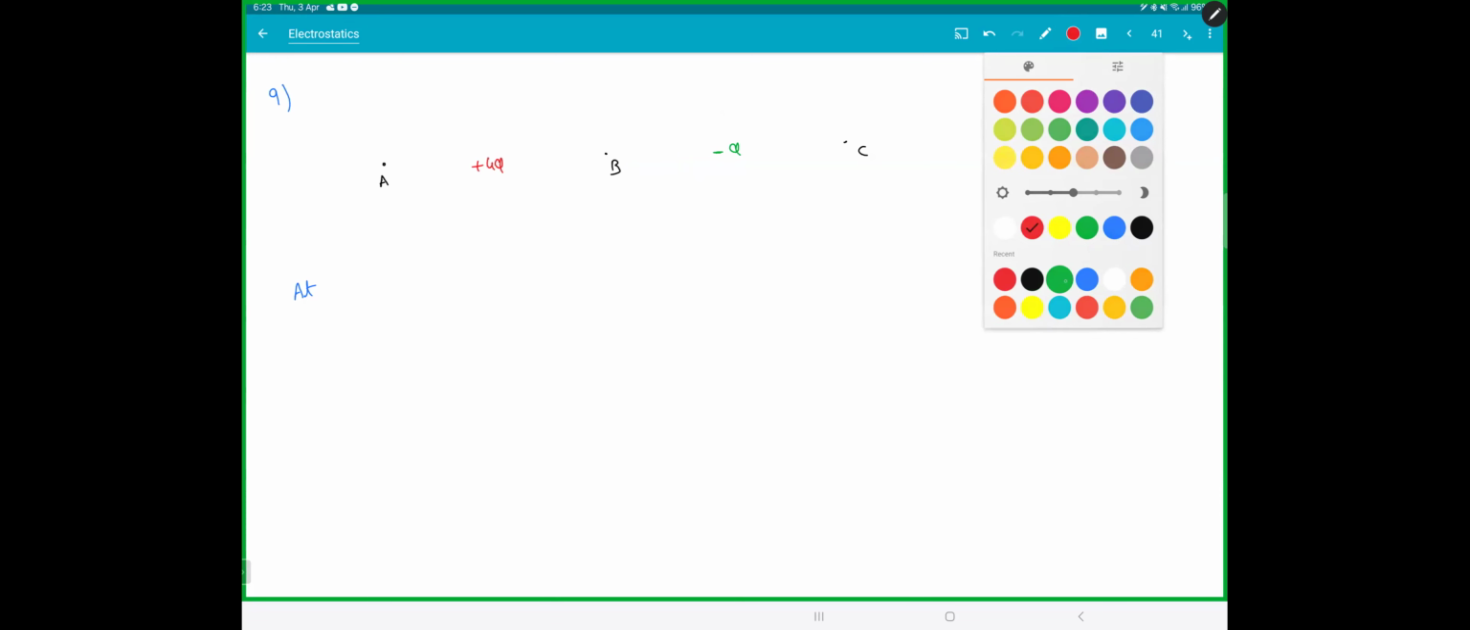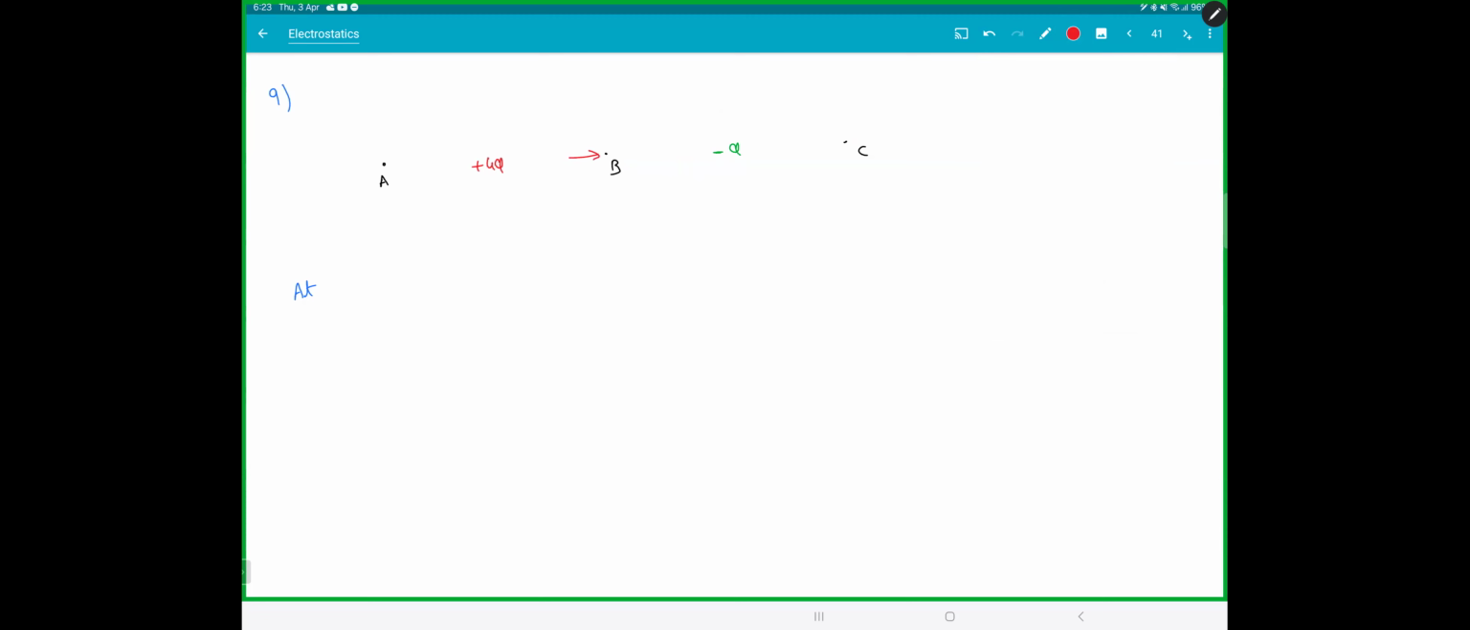Now look at this. At point B, 4q is pushing to the right. At point C, 4q is pushing to the right. At point A, 4q is pushing to the left. The negative charge at point B is pulling this way, and here it is pulling this way, and here it is pulling this way. Is this making sense? You can clearly see at point B they can't cancel. They're adding up in the same direction. At B, fields add up.